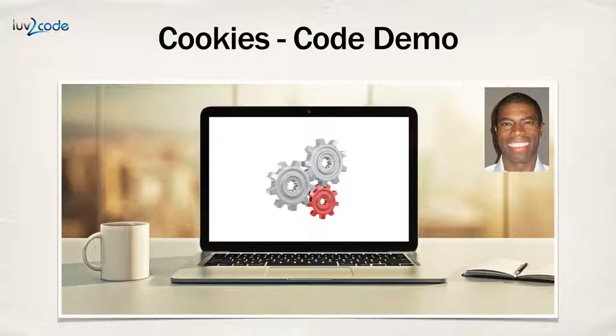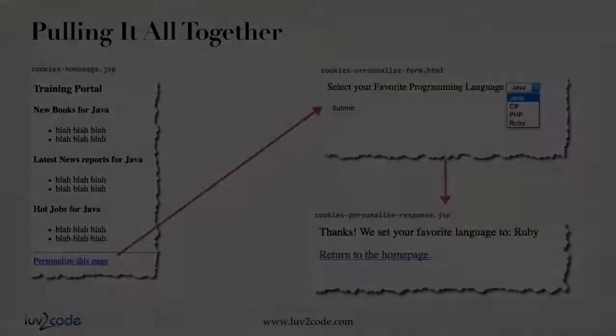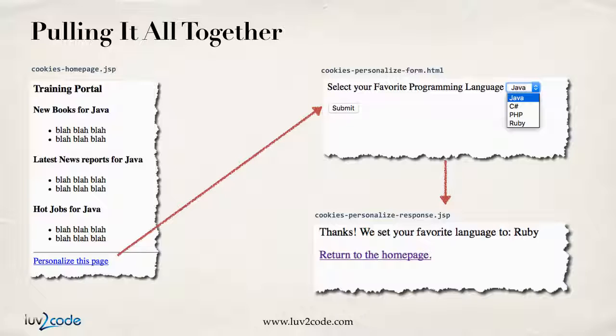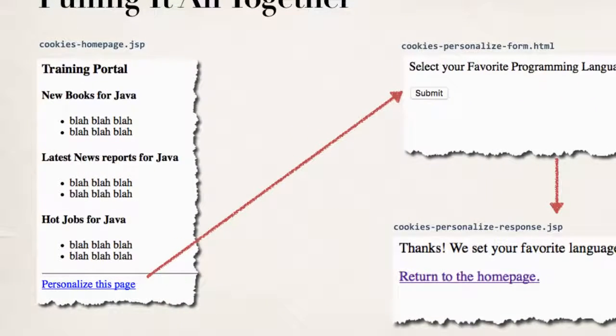Hey, in this video, we're actually going to look at the code demo for using cookies with JSP. So let's pull it all together with a real example. We're going to have 3 pages that we're going to build in this video. The first thing we'll start off with is the cookies homepage. This is for our little training portal.